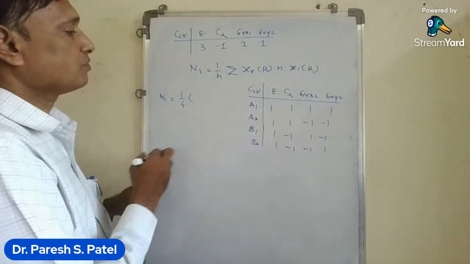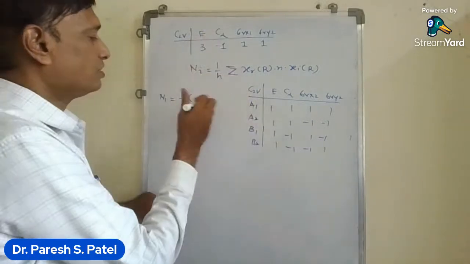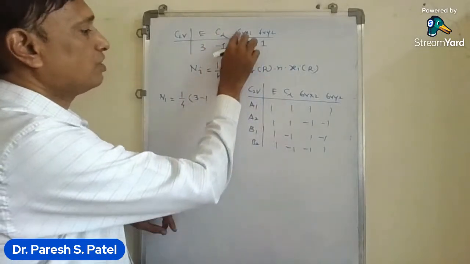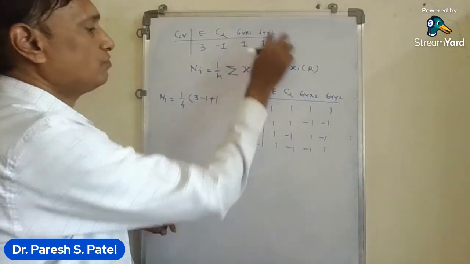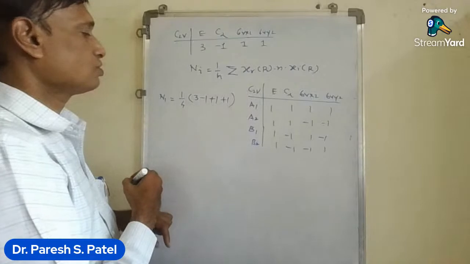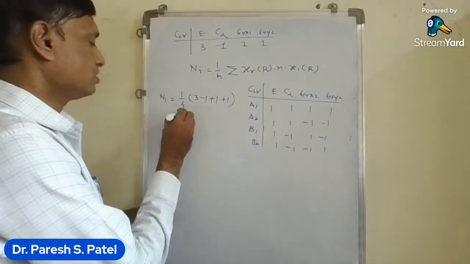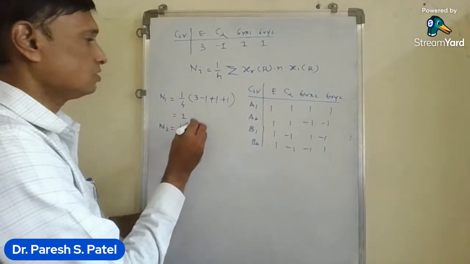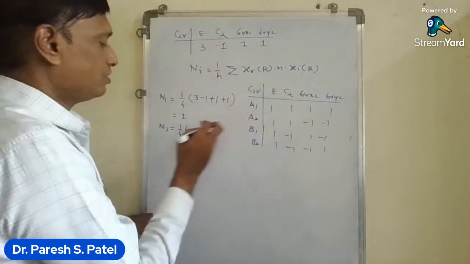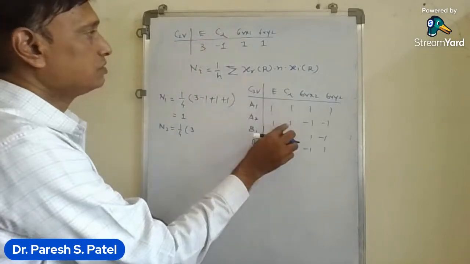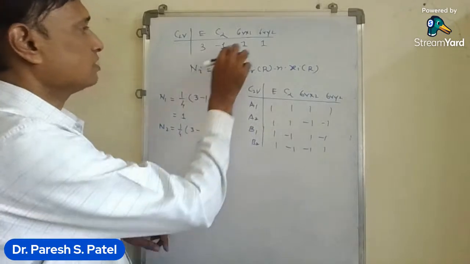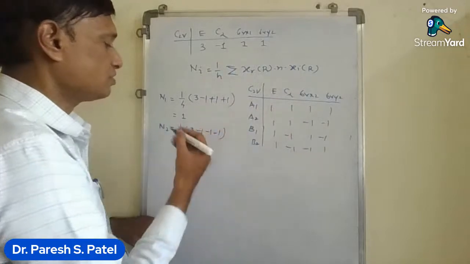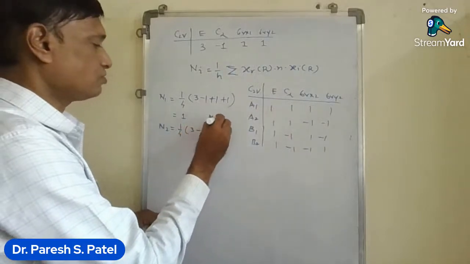H is equal to 4. So for n1: 3, 1, 1, 3 times 1, 1, 1, 1 gives 3 plus 1 plus 1 plus 1, and the overall result is equal to 1. So the value of n1 is equal to 1. For n2, it is 1 upon 4: 3, 1, 1, 3 times 1, 1, minus 1, minus 1 gives 3 plus 1 minus 1 minus 1, which is equal to 0. So the value of n2 is equal to 0.